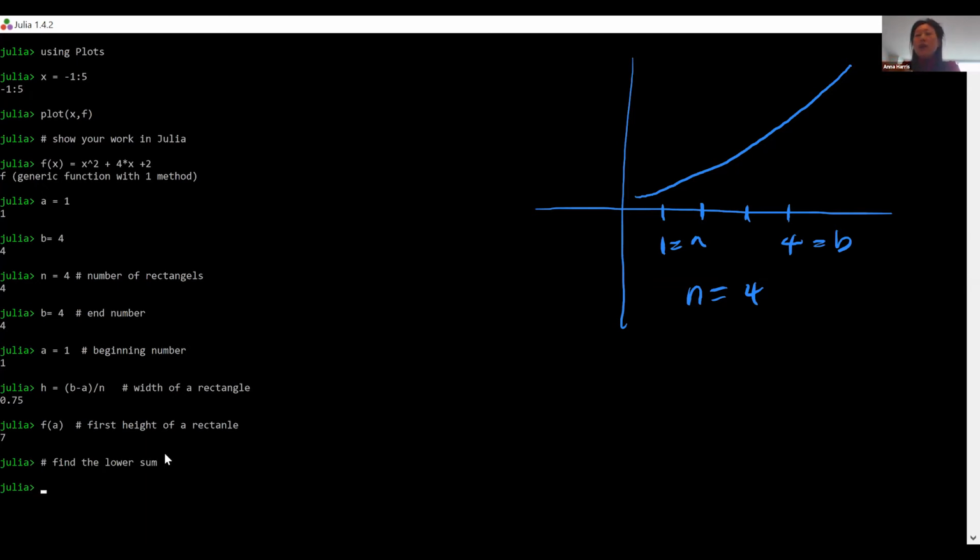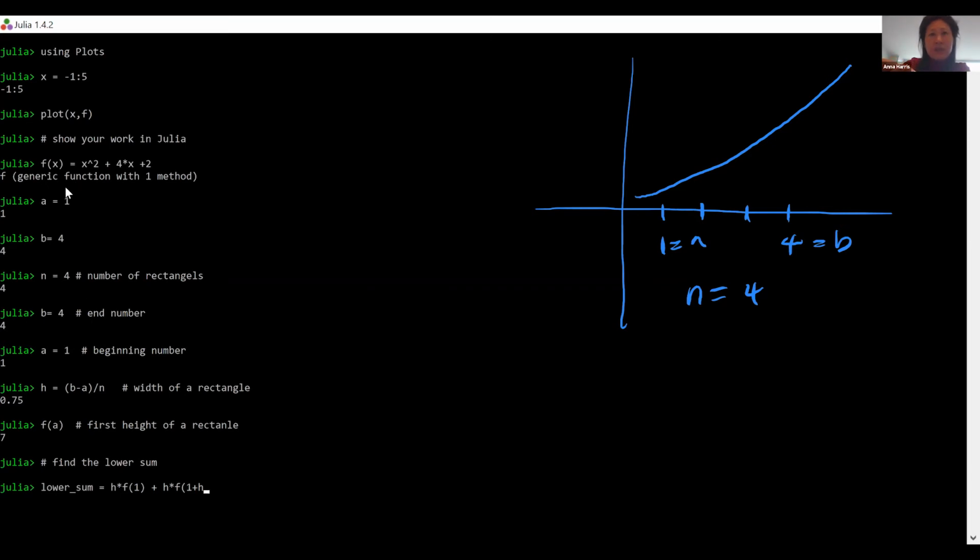Okay, find the lower sum. Well, how would you do it? Finding a lower sum means the lower sum is equal to what? Height, the width, times what? F of the first one. Well, if you want, you can just put 1 because we're starting with 1. And plus, what's the second one? H times F of 1 plus height, which is 3/4.